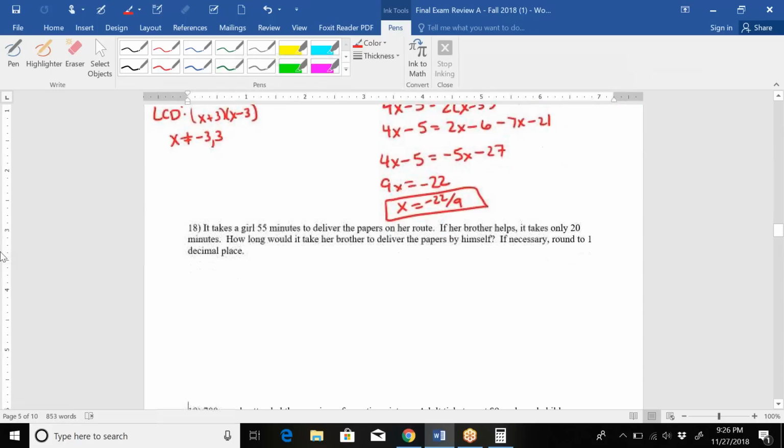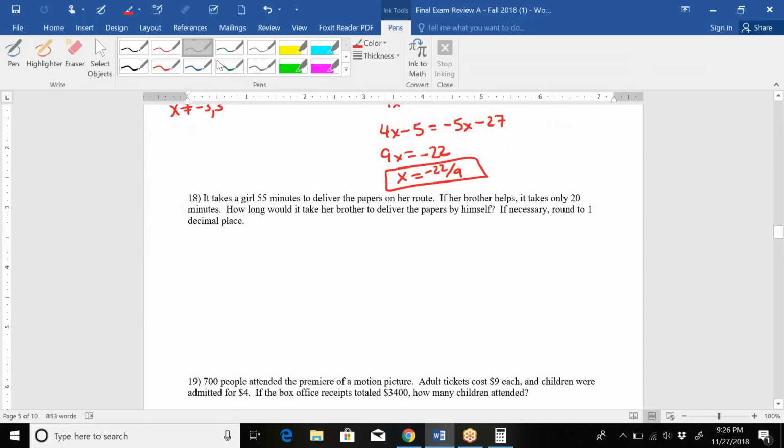Okay, 18 is what we call a work rate problem because you have two people working at different speeds. It takes a girl 55 minutes to deliver the papers on her route. If her brother helps, it only takes 20 minutes. How long would it take her brother to deliver the papers by himself, if necessary, round to 1 decimal place?